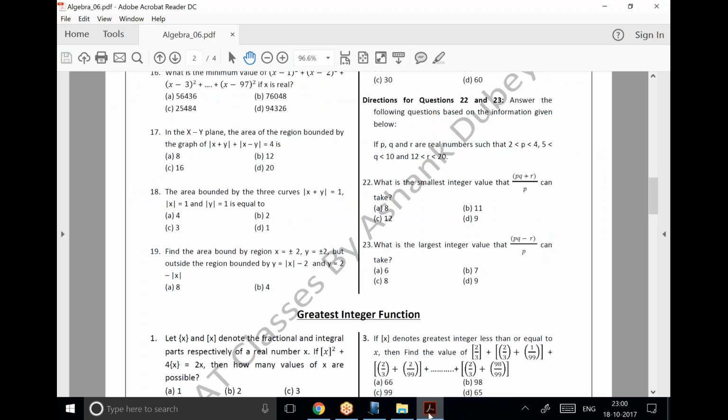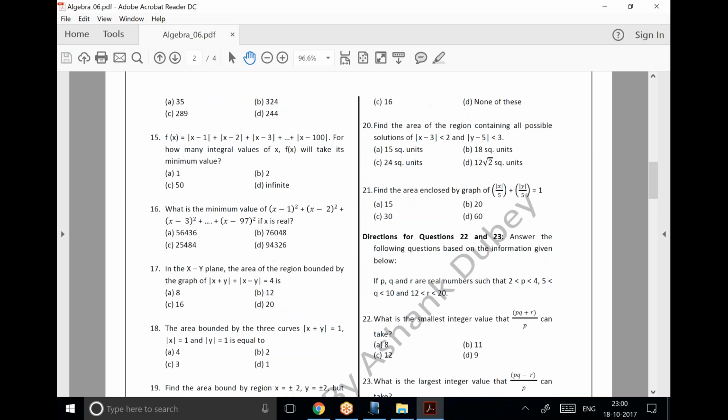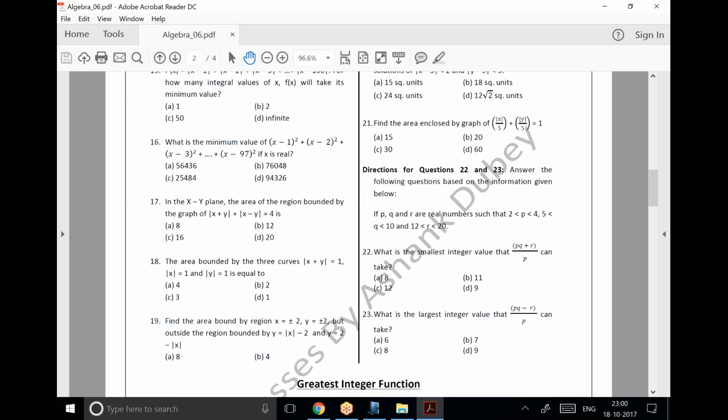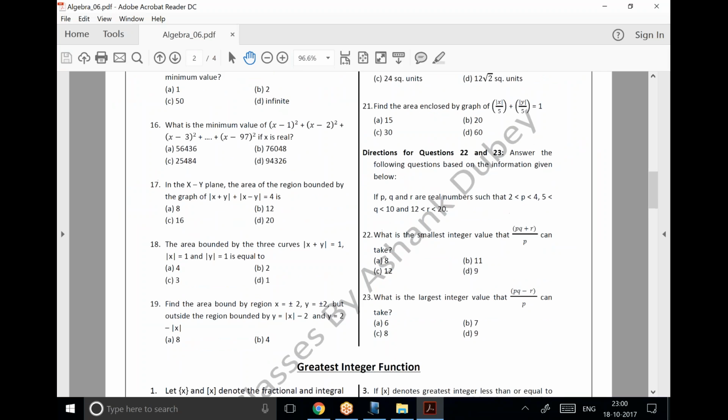Let's look at 2 or 3 more questions before ending the session. Why don't you try question number 22 and 23? These two questions, 22 and 23.